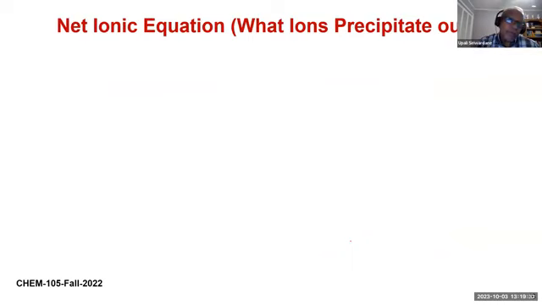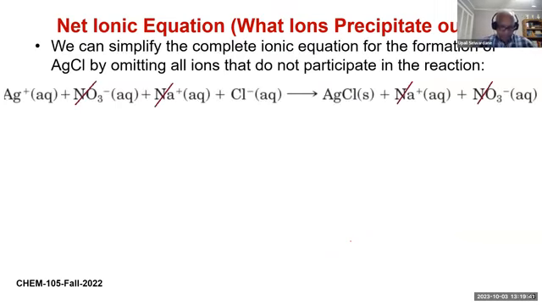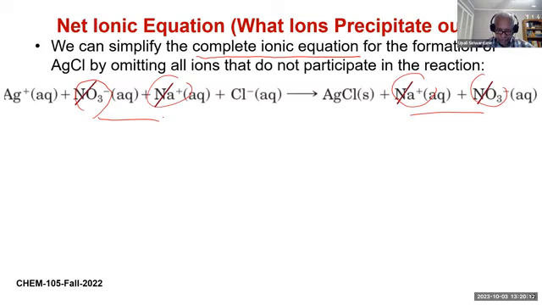There's another way to show reactions between salt solutions. This is the complete ionic equation, which I showed in the previous slide. If you look at this equation carefully, sodium ions and nitrate ions appear on both the reactant side and the product side. Nothing happened to them. Therefore, there's no change in sodium ions and nitrate ions. They are called spectator ions. Spectator ions are not participating in the reaction.